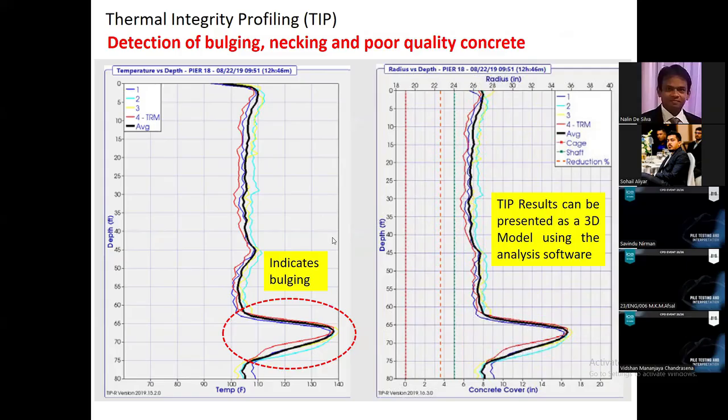Bulging is there. Similarly, there can be a necking or reduction of the pile diameter. In that case, if there's a reduction in the pile diameter, the heat will dissipate fast. So as a result, you will detect a smaller temperature, right?